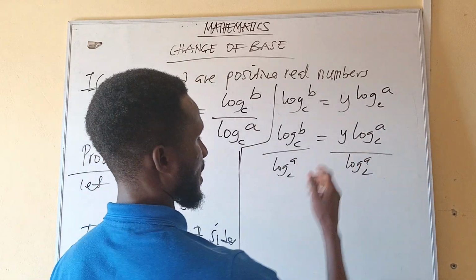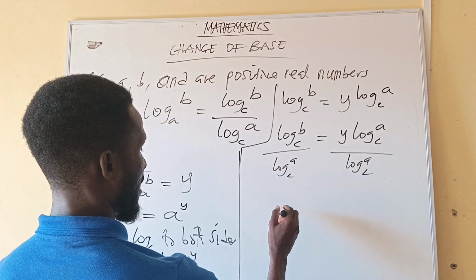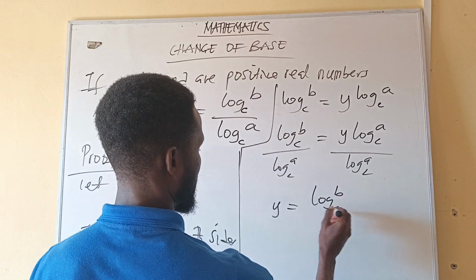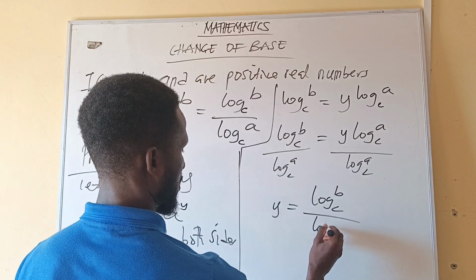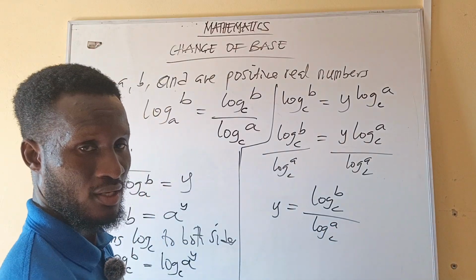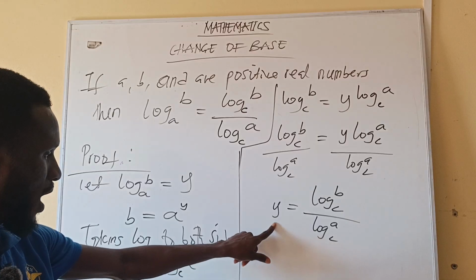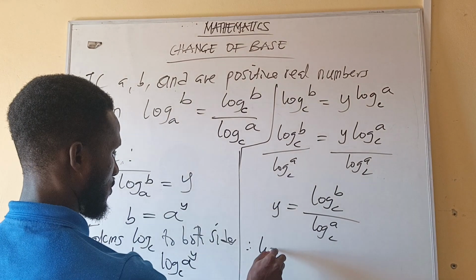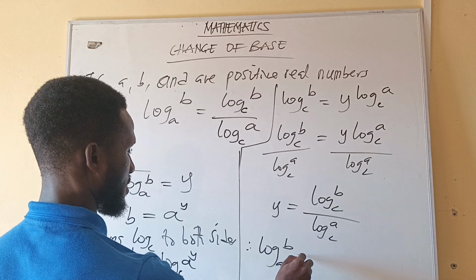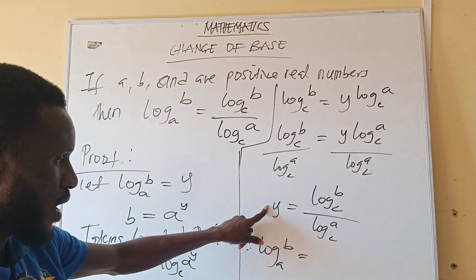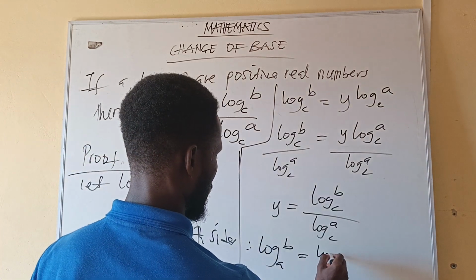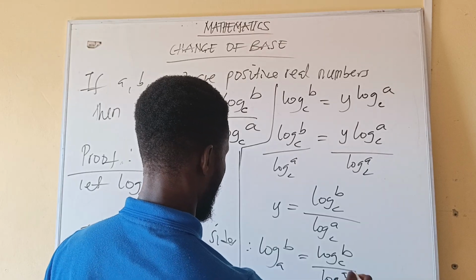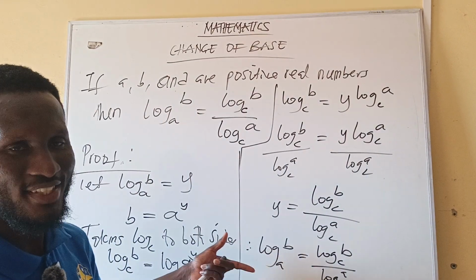Now log a base c will cancel log a base c. So I'm going to have y is equal to log of b base c divided by log of a base c. Now what is y? Don't forget y is log b base a. So therefore we can say that log b base a is equal to log b base c divided by log a base c. Now you see how simple it is?